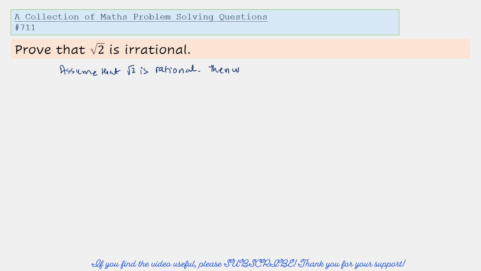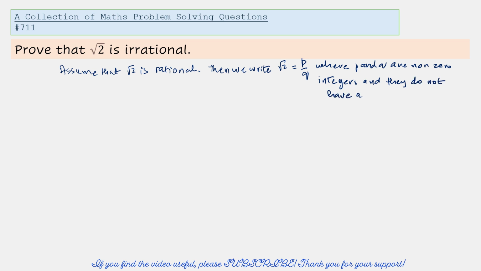So then we write root 2 equals P out of Q, where P and Q are non-zero integers and they do not have any common factor other than 1. So that's the condition for P and Q.